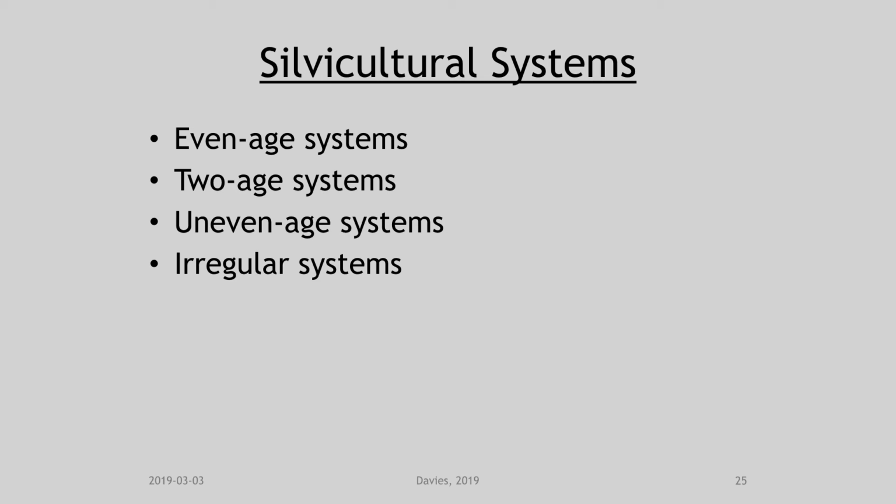versus two-age stands that are also designed to reproduce stands dominated by a single cohort. But unlike even-age systems, two-age systems retain canopy trees into the next rotation, so that you have a dominant cohort with older trees.